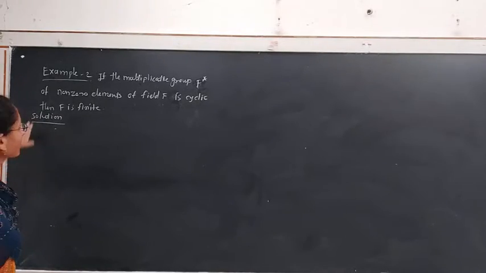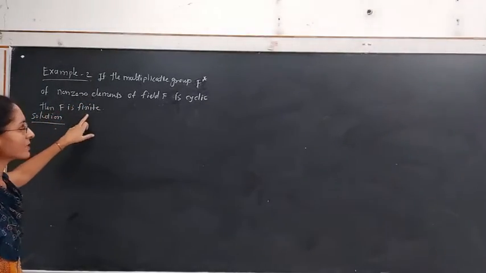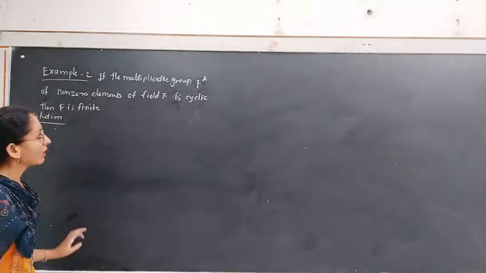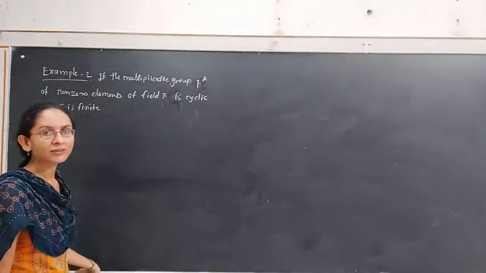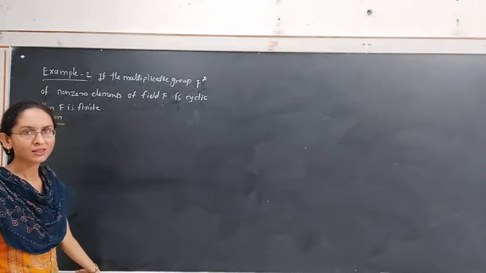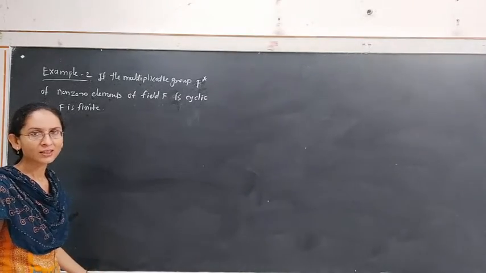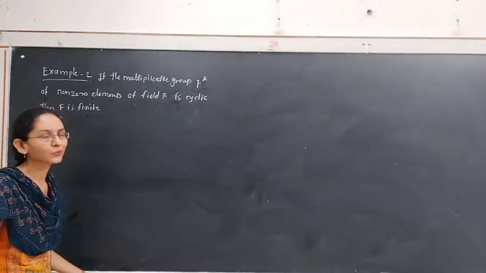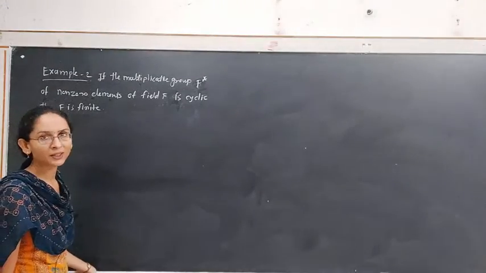If the multiplicative group F star of non-zero elements of field F is cyclic, then F is a finite field. It is not given that the characteristic of the field is some prime number p or 0, which means we consider two cases. In one case, the characteristic of field F is a prime. In the other case, the characteristic of field F is 0. Before that, it is also not given whether the group is a finite group or an infinite group.